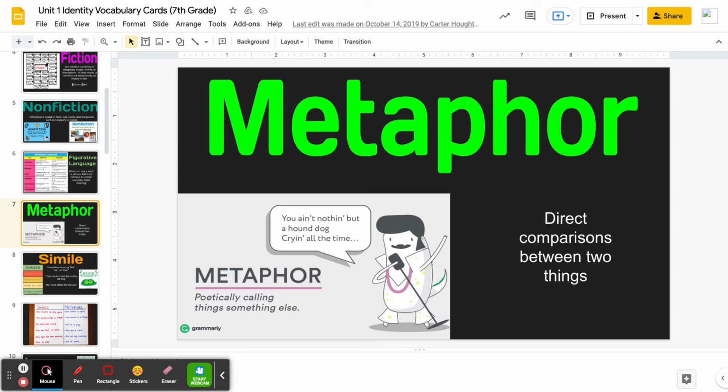Our next word is metaphor, and this is an example also of figurative language. Metaphors are direct comparisons between two things. I have said a couple of these in class. You are my sunshine is one of them. Also, it's raining cats and dogs. Those are both metaphors. A metaphor on this page is you ain't nothing but a hound dog crying all the time. So, comparing the person who is complaining or crying to a hound dog. So, metaphors are direct comparisons. And the big difference between metaphors and similes is that similes use the words like, as, or than, and metaphors are just direct comparisons between two things.